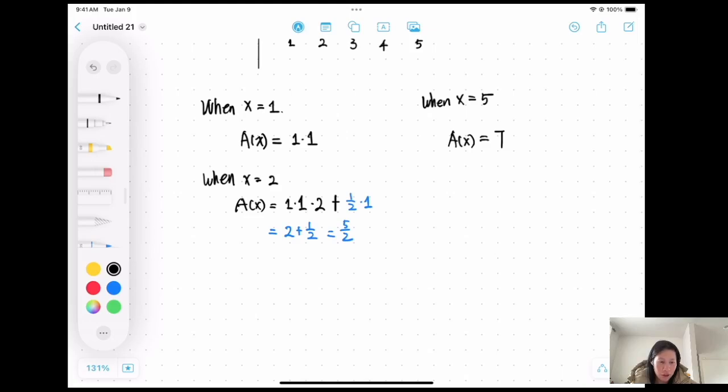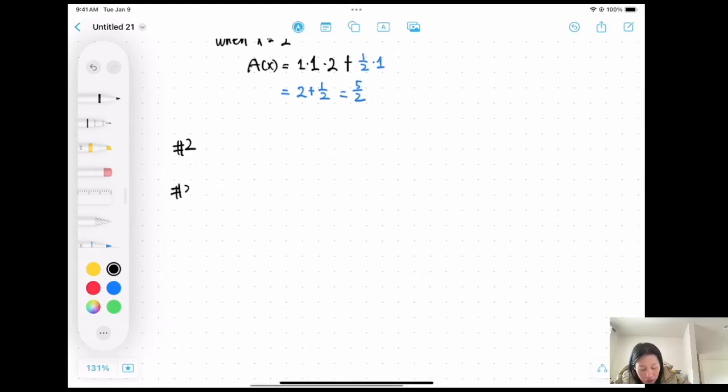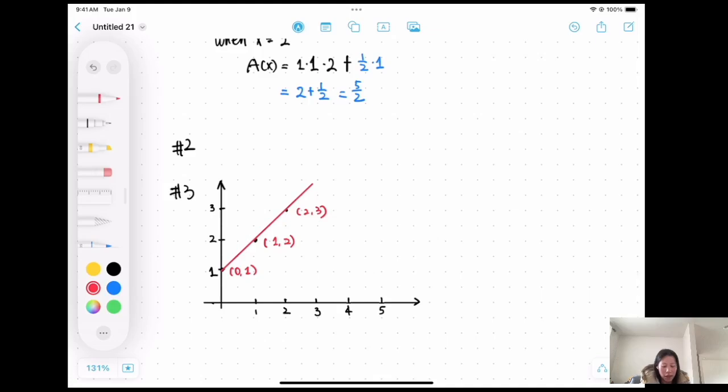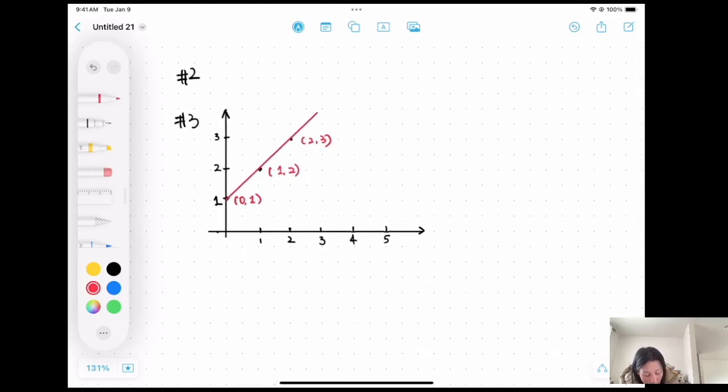Number 2 is similar to number 1, so I am going to skip it here. Now let's do number 3. I'm going to pause and draw the graph. Alright, so the area from, let's just do 1. They want you to find the area from 1 to 3. Let's just do 3. So when x equals 3, your area is going to be this part, the highlighted yellow part.